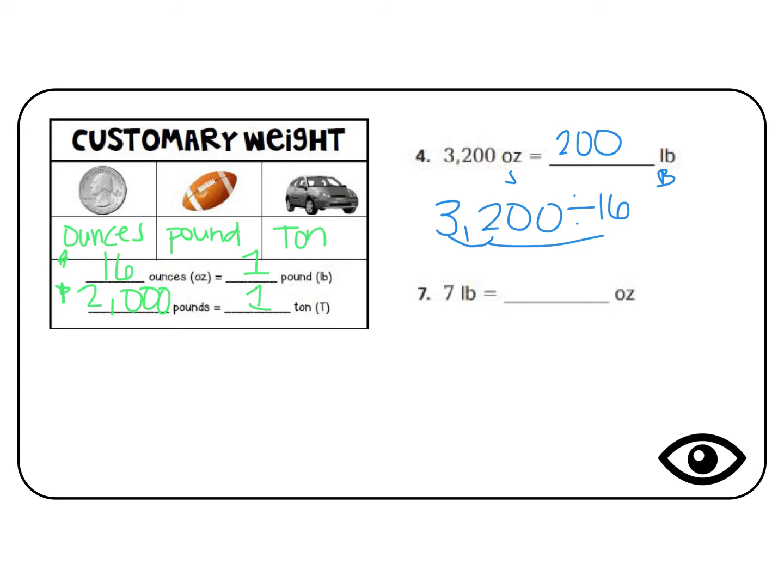Our next problem says that we have 7 pounds. Pounds are the big thing this time, going to ounces, which are small. So if we're going from horse to fly, we need to multiply. We need to multiply 7 times 16. 7 times 16 is not on our multiplication chart, but we can write it out easy enough and multiply. 7 times 6 is 42. Diagonal, 7 times 1 is 7. 8, 9, 10, 11 makes 112 ounces.